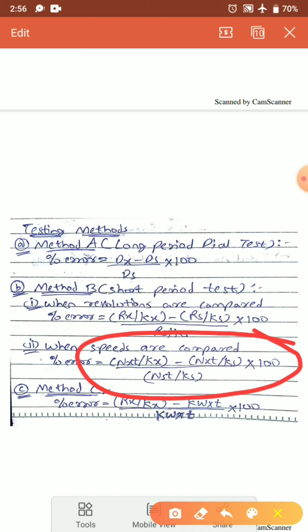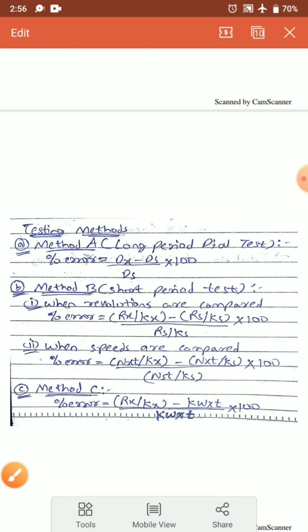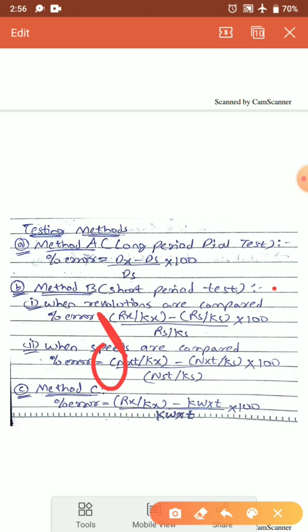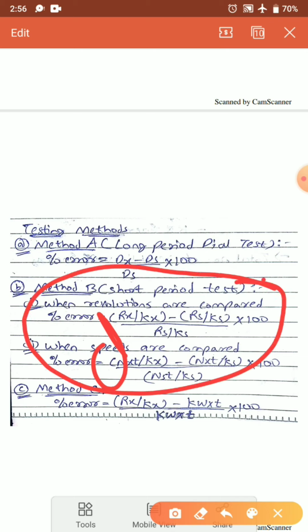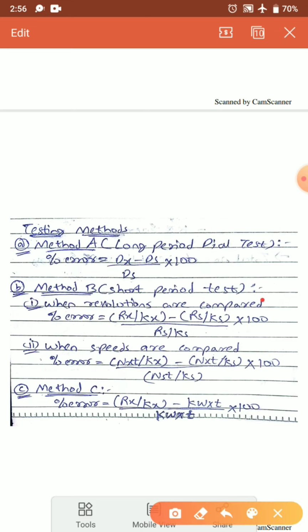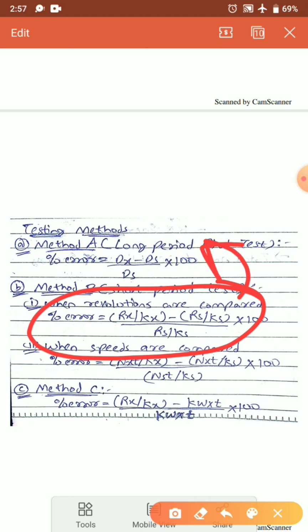Now an additional requirement of method B, that is, when I am talking about the short period test. When I am doing the short period test, I have to conduct one long period dial test. One long period dial test should be done in order to check whether the registering mechanism and the driving mechanism are all working properly, and with the effect of time, as the time period is increased, whether they will function properly or not. So using the short period test, I can determine the percentage error, and along with it one long period dial test also has to be conducted.